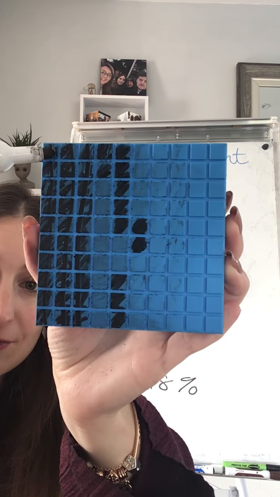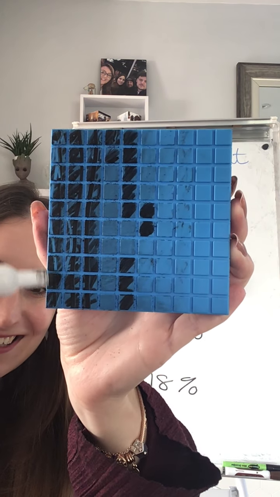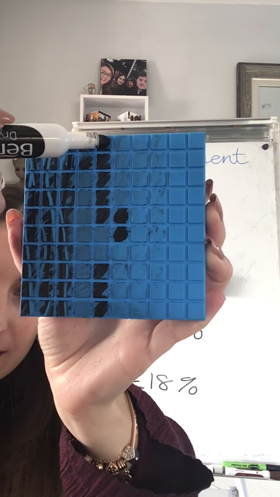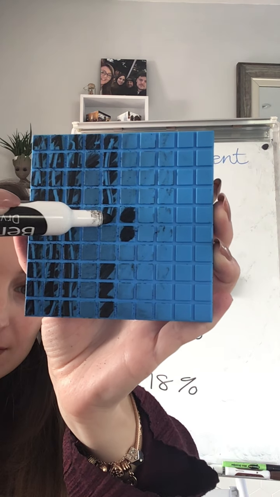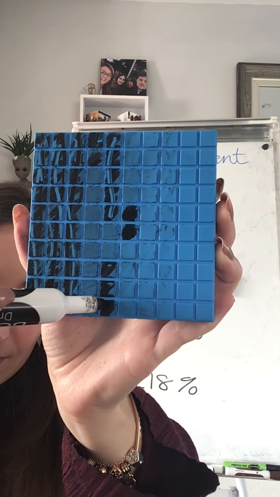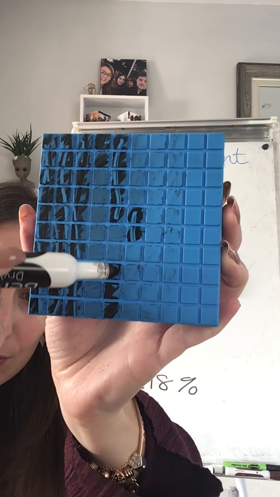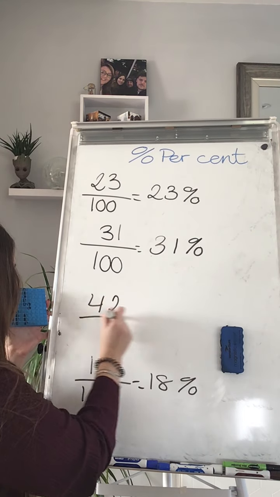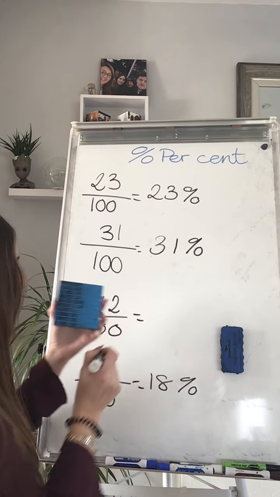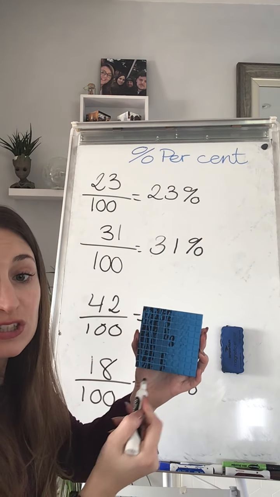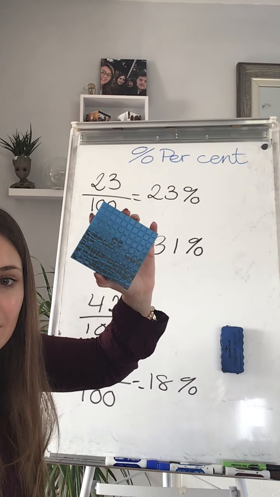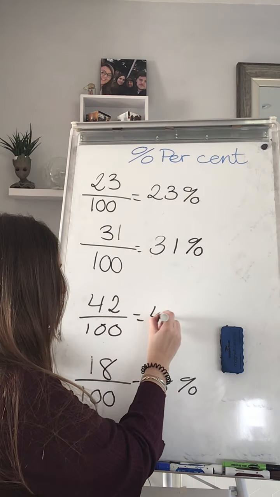Okay, let's see. I have 10, 20, 30. I'm going to do this one first. 35, 36, 37, 38, and 2, 40, 42. So I have 42 hundredths, and that is 42%. Per each 100 that I have, I have only got 42%.